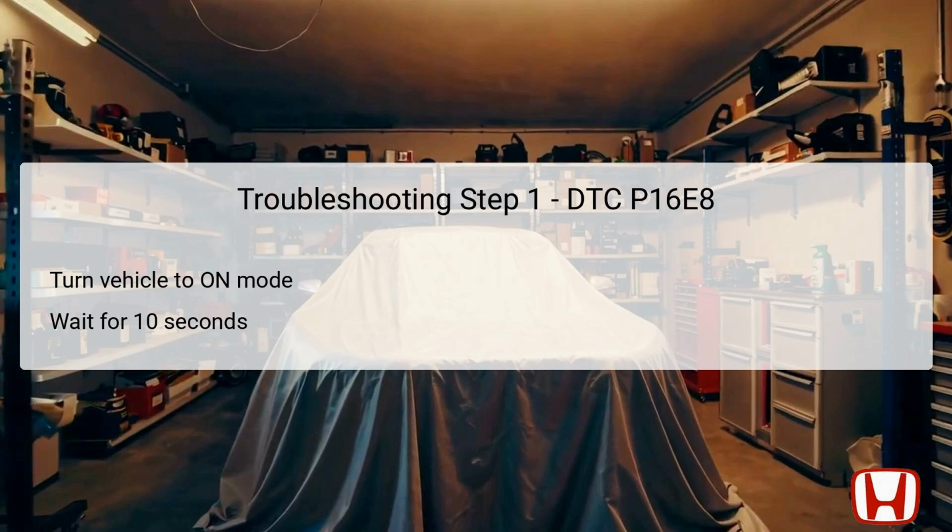The first troubleshooting step involves turning the vehicle to the on mode, which ensures that all electronic systems are activated. Following this, it is crucial to wait for a period of 10 seconds. This waiting period allows the onboard systems, particularly the PCM, to fully initialize and check for any immediate issues or DTCs that might be present. Post-initialization, any error codes that arise will be specific to the vehicle's current state, allowing technicians to take informed next steps in the diagnostic process. It's important to perform this step diligently, as it serves as the foundation for further inspections.